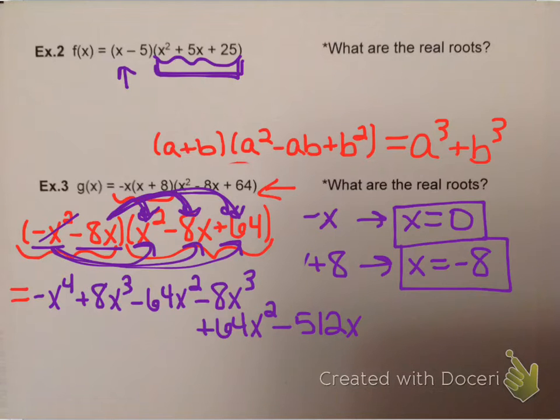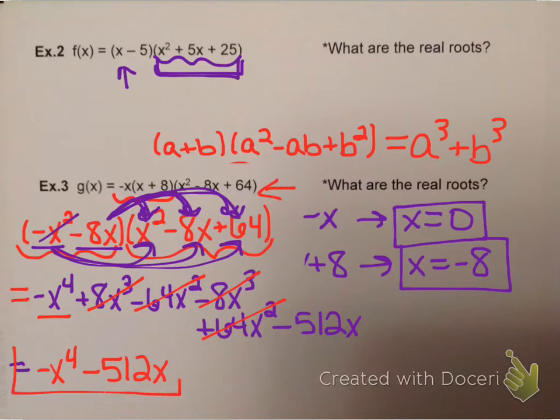And so sure enough, what's going to end up happening is when I combine my like terms as my last step, negative x to the fourth doesn't have anything to combine with, but the positive 8x cubed and the minus 8x cubed cancel, and the minus 64x squared and the plus 64x squared also cancel. And so the only other term I'm left with is the minus 512x. And so that's the polynomial you get when you multiply example 3 all the way out.